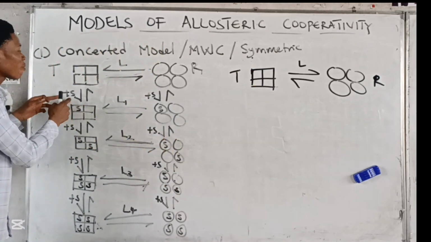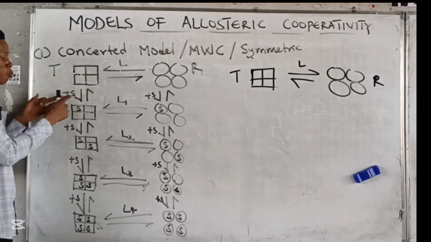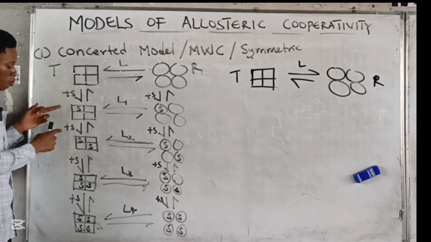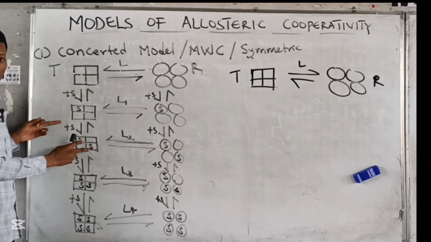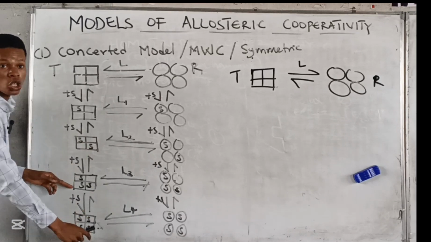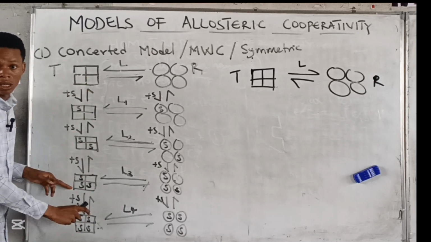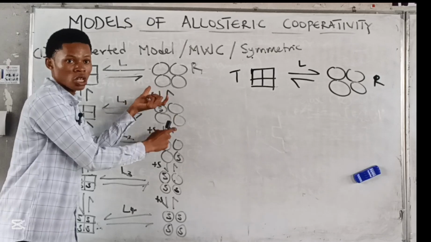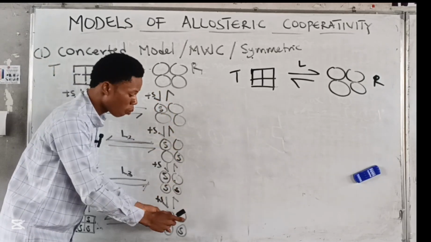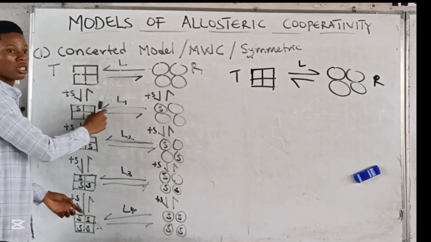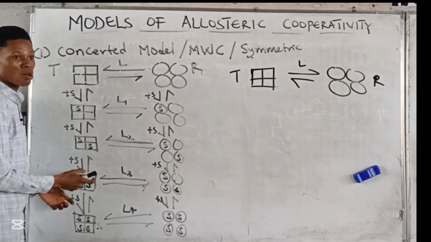Now look at this. After this point, what we did was we added one substrate, plus S, we added another substrate. We now have two. You just keep adding substrate until you fill up everything. You'll be adding substrate one after the other until you fill up everything. Then they can be interconverted at any point.